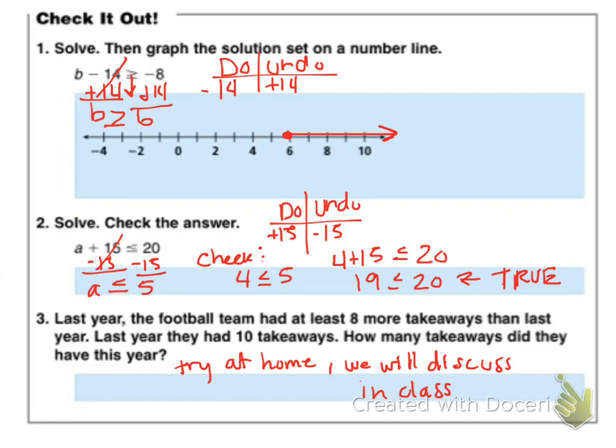We will solve a bunch more of these inequalities in class. Again, just think of it as the same process as what we've been doing, only we no longer have an equal sign. We have to pay attention if it's less than or greater than, and we have to use our words. We have to understand more than.